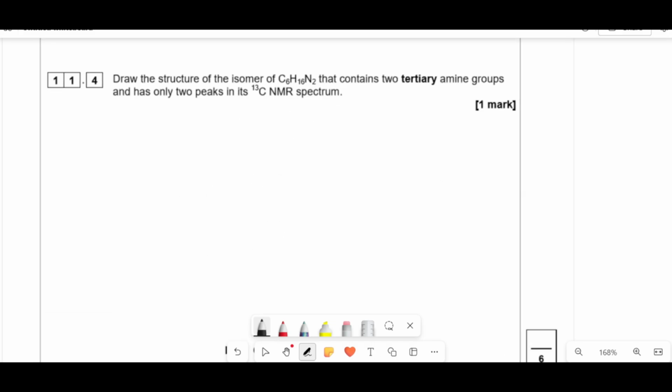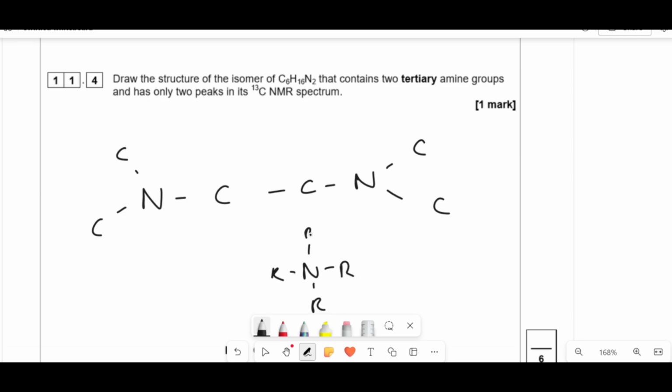There you go. Now it says, draw the structure of the isomer of this that contains 2 tertiary amine groups that only has 2 peaks. So again, start with the group and then the rest falls into place. If it's tertiary, then I know there's going to be N with a C and a C and a C. So that's 1, 2, 3 used up. The other nitrogen is also a tertiary amine, so it's probably going to be this. Because primary amine is where you've got 1 carbon or R group, secondary is this, tertiary is this, and then quaternary is this, quaternary ammonium ion. So here, that's the only thing I can think of that would probably give us 2 peaks.